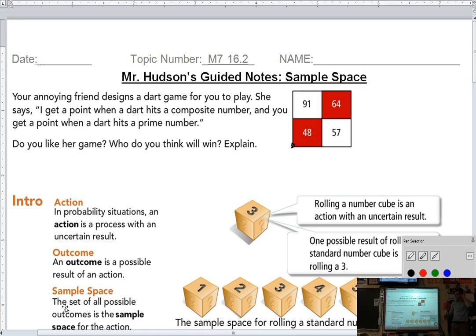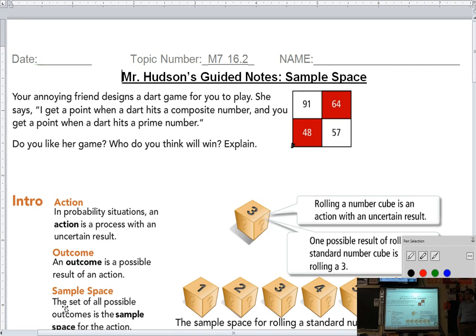So, our sample space here is a modified dartboard. Say you're hanging out in the basement at your friend's house, and you decide to make your own dartboard. Maybe you'll throw your little brother at it or something. If you hit a composite number, your friend gets a point. If you hit a prime number, you get a point.